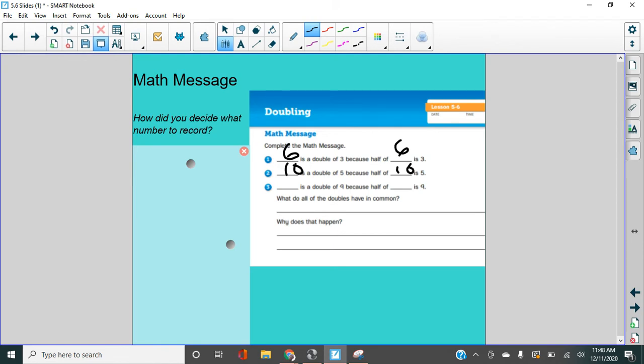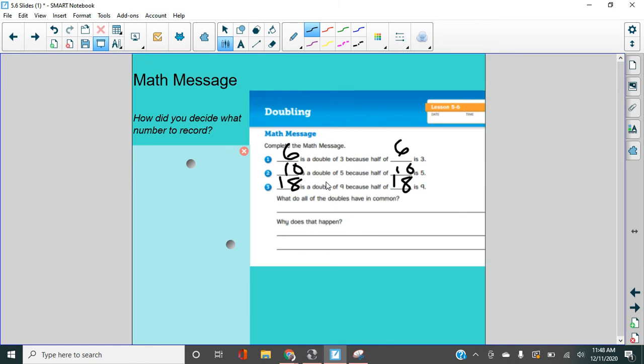And then number 3, what do you think for this one? Blank is a double of 9. 18 is a double of 9. Did you have 18? And what do all of these doubles have in common? So 6, 10, and 18. What do they have in common?